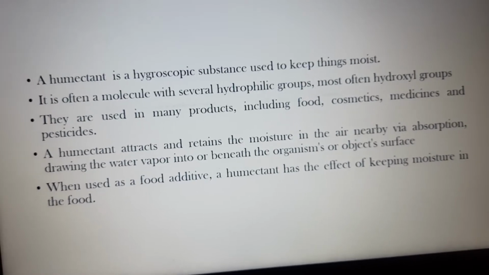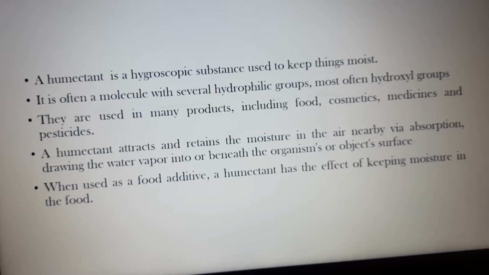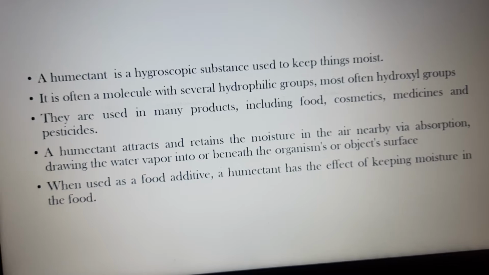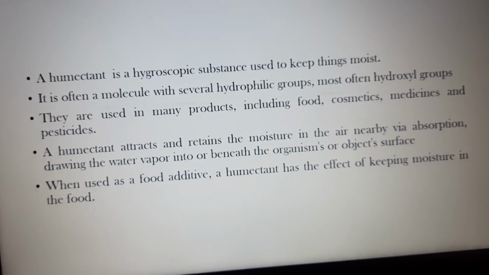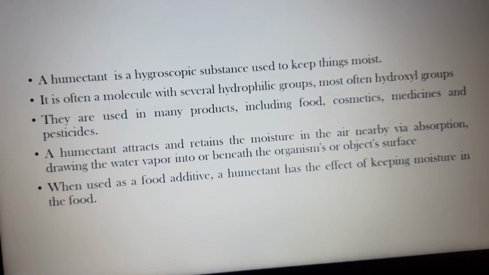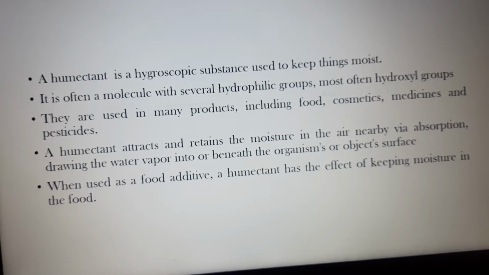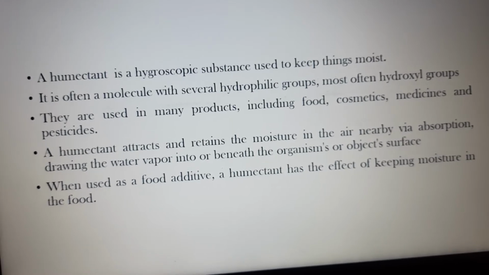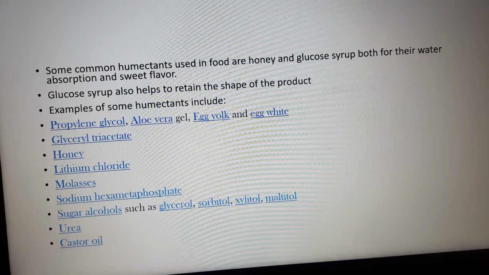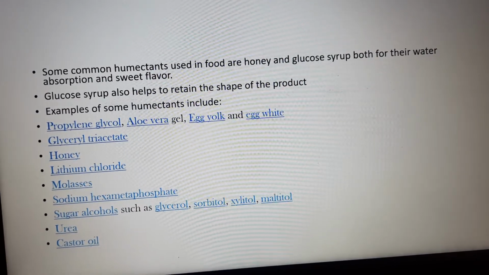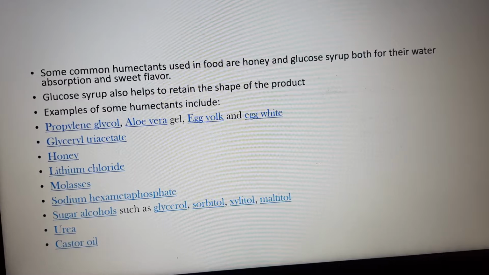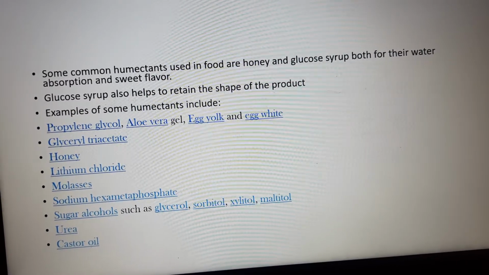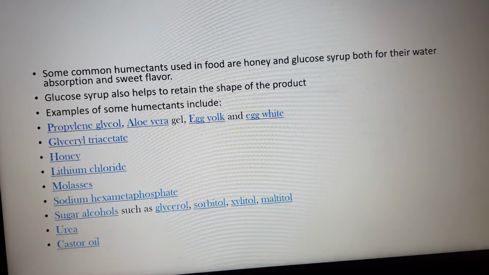A humectant attracts and retains the moisture in the air nearby via absorption, drawing the water vapor into or beneath the organism or the object's surface. When used as a food additive, a humectant has the effect of keeping moisture in the food. Some common humectants used in food are honey and glucose syrup, both for their water absorption and sweet flavor. Glucose syrup also helps to retain the shape of the product.